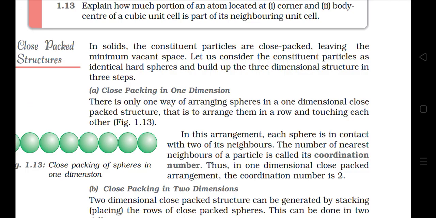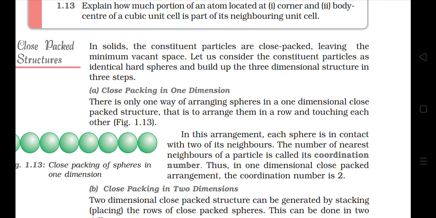Now we will study the close packed structures. In solids, the constituent particles are close packed, leaving the minimum vacant space. Let us consider the constituent particles as identical hard spheres and build up the 3-dimensional structure in 3 steps.